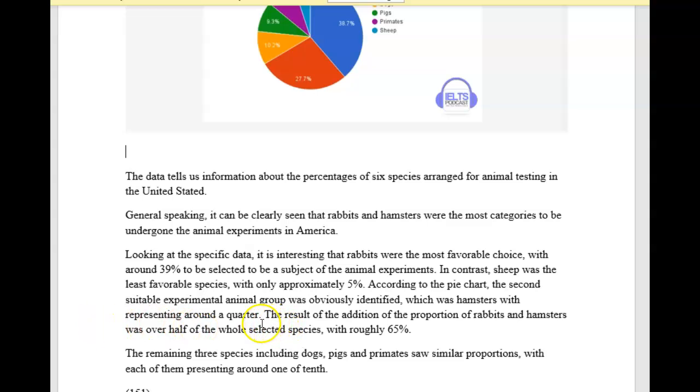Okay. The result of the addition of the proportion of rabbits and hamsters was over half of the whole selected species, with roughly 65%. This, again, is a little clunky. I'll explain to you what I mean in just a minute.